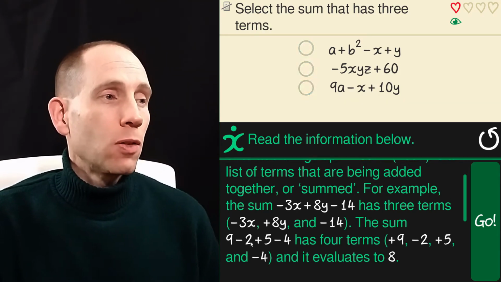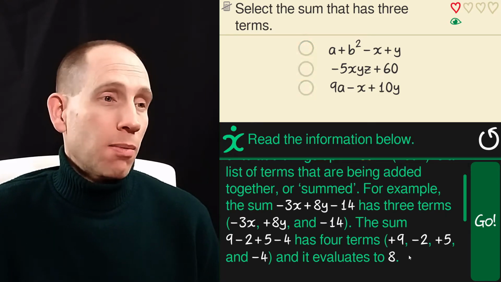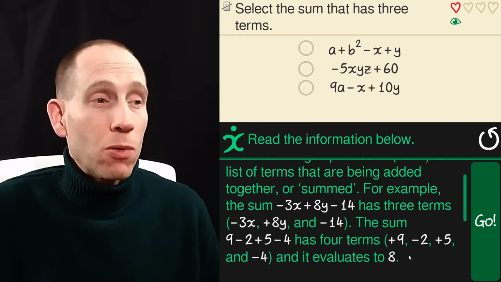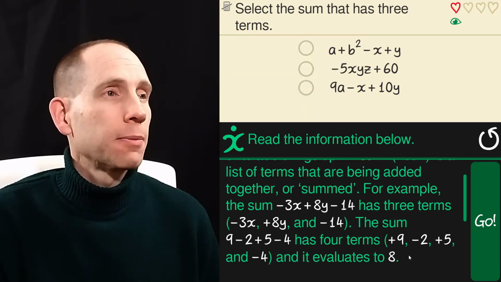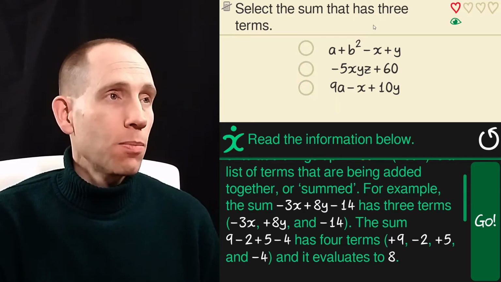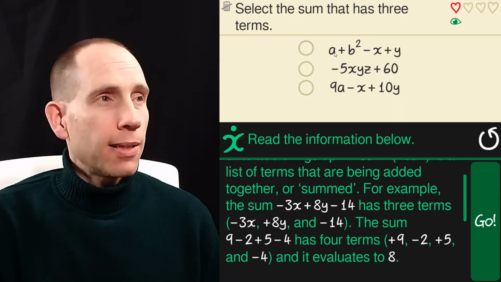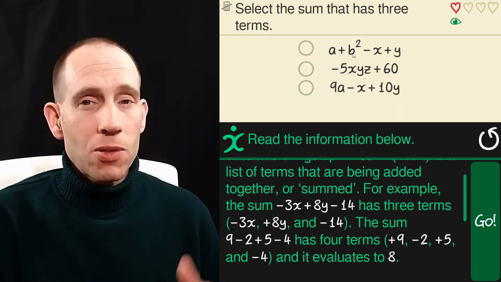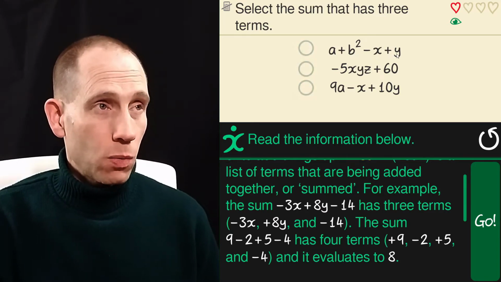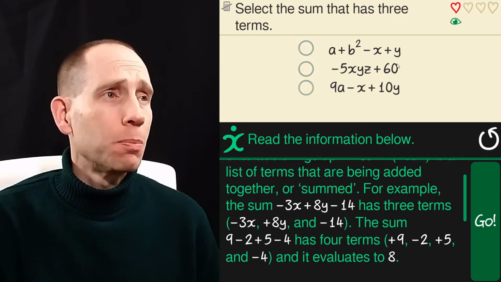So 9 take away 2 plus 5 take away 4 has got 4 terms, a plus 9 term, a minus 2 term, a plus 5 term, and a minus 4 term. And that particular expression will evaluate or simplify down to just being 8. So if we look at the task, select the sum that has 3 terms. So if I look at this first one, I've got an a term plus b squared term, so that's a second term, minus x, so that's a third term, and then plus y, plus starts a new term, that's a fourth term. So that first one's got 4 terms.